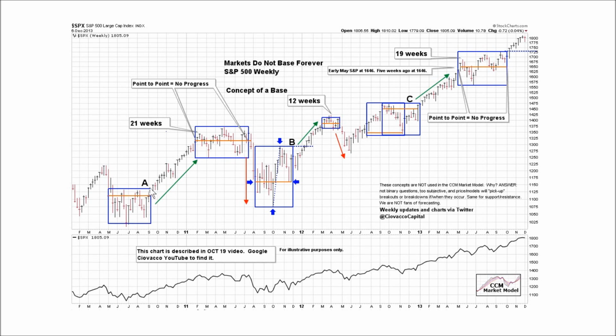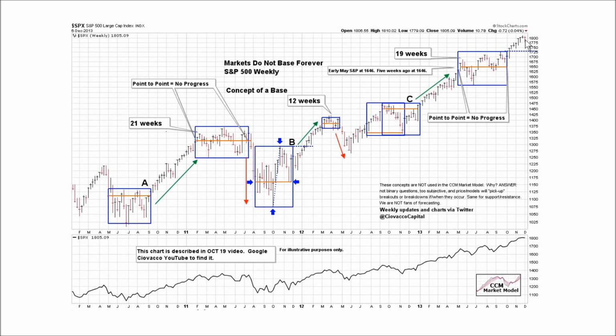breakout that was similar to this point here, point A, or this point here, point B, or this point here, point C. After point A, the market advanced for 21 additional weeks. After point B here, the market advanced for an additional 12 weeks. After point C, the market advanced for an additional 19 weeks. Here, we hypothesized that this was bullish. So far, so good. We've advanced now for 8 weeks.